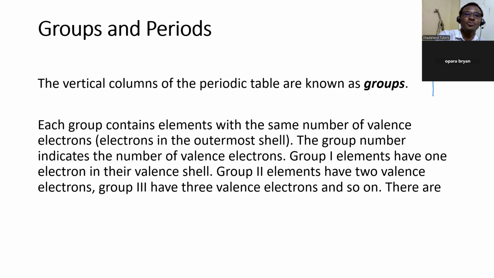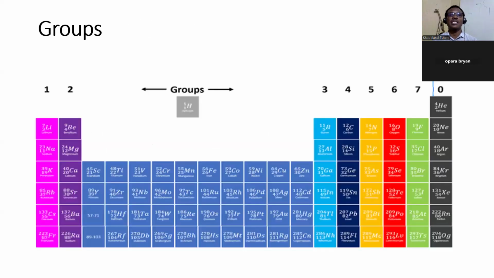There are 7 groups. Okay? There are 7 groups, as you can see here. So look at the ones in pink. Check out the ones in pink.